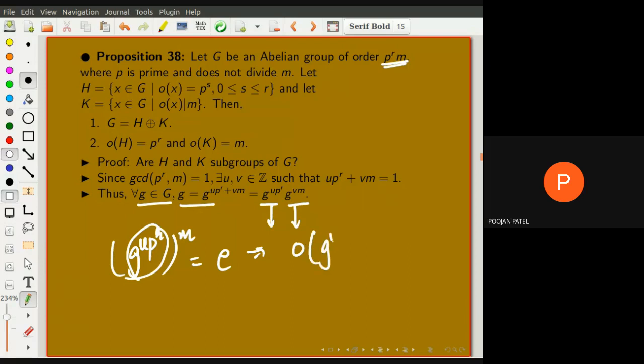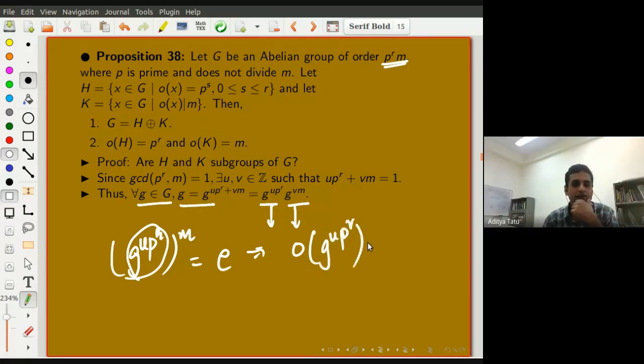Can you say it is m? No, it divides m. So what can we say about g^(u p^r)? What sort of an element is this? It belongs to K. Look at the definition of K, right? This belongs to K because the order of this divides m. So therefore it must belong to K by definition of K.